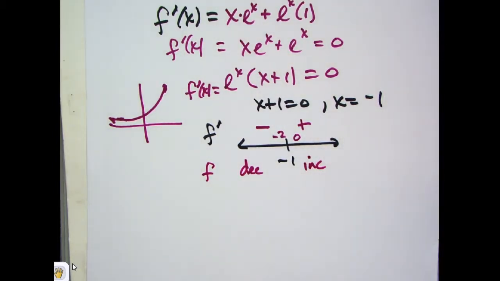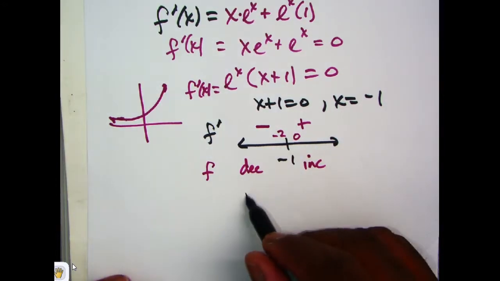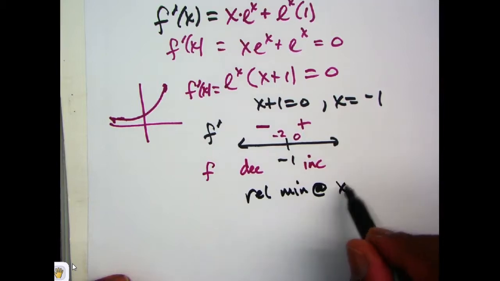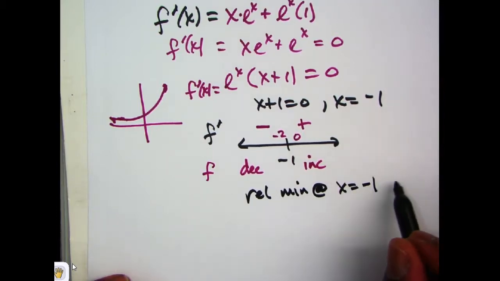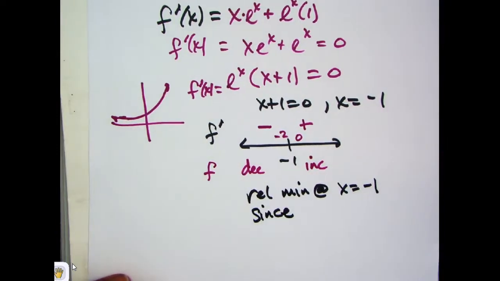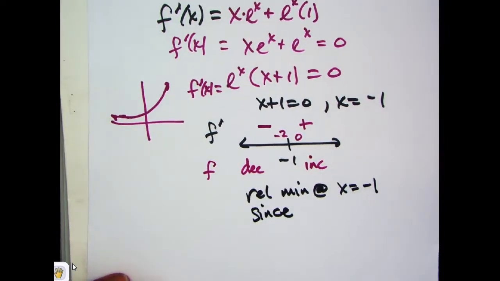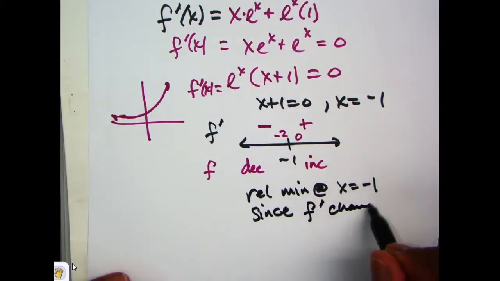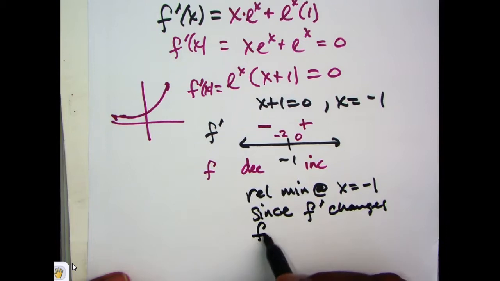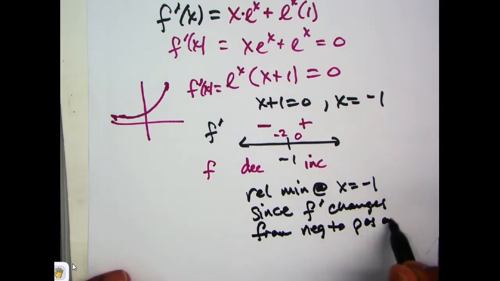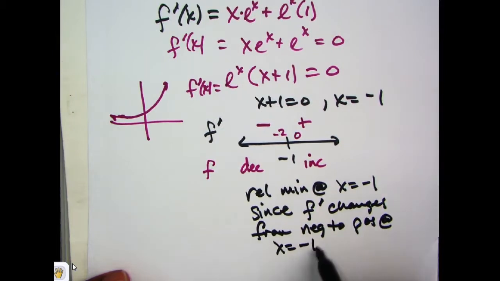So do you get a relative min or a relative max there? Relative min. So you're going to get a relative min at x equals negative 1 since what? What's your justification on the AP exam? Since what? Since f prime changes from negative to positive at x equals negative 1.